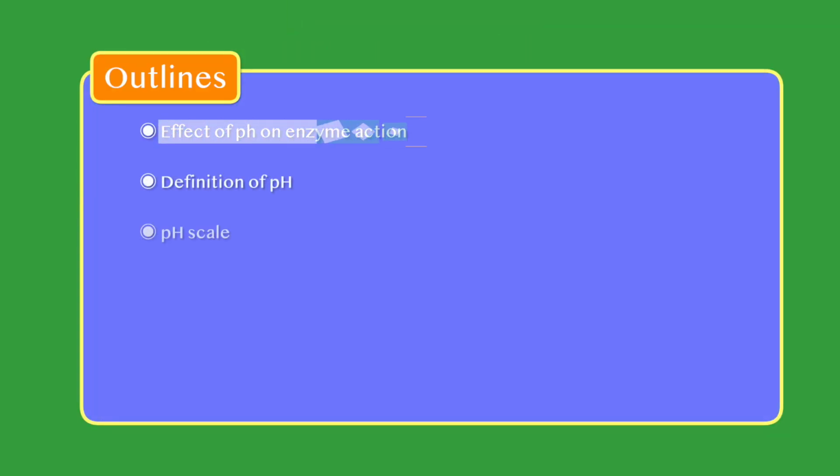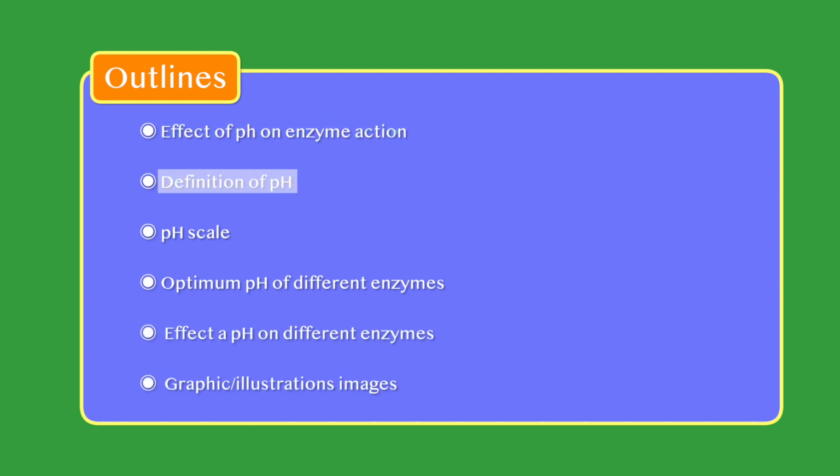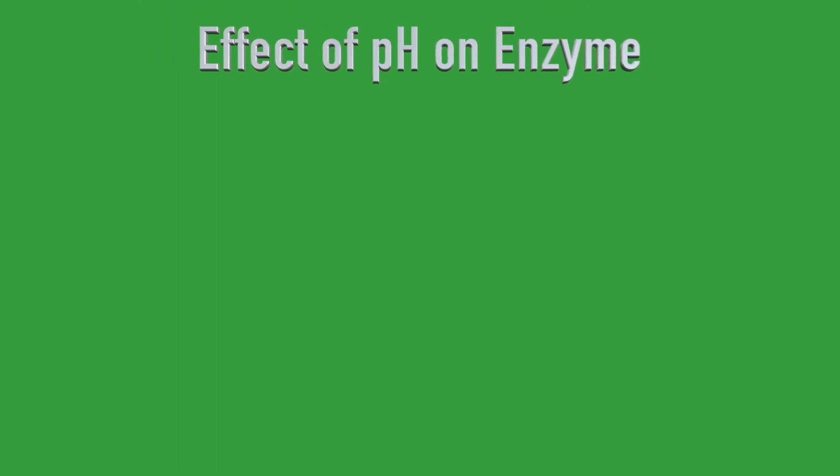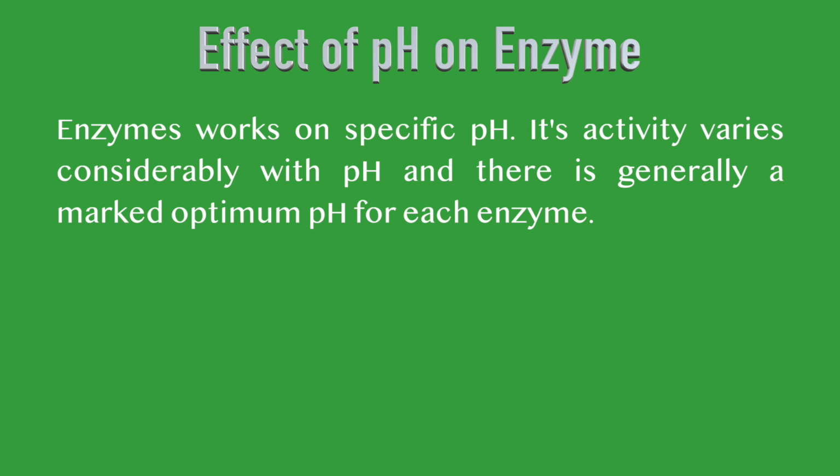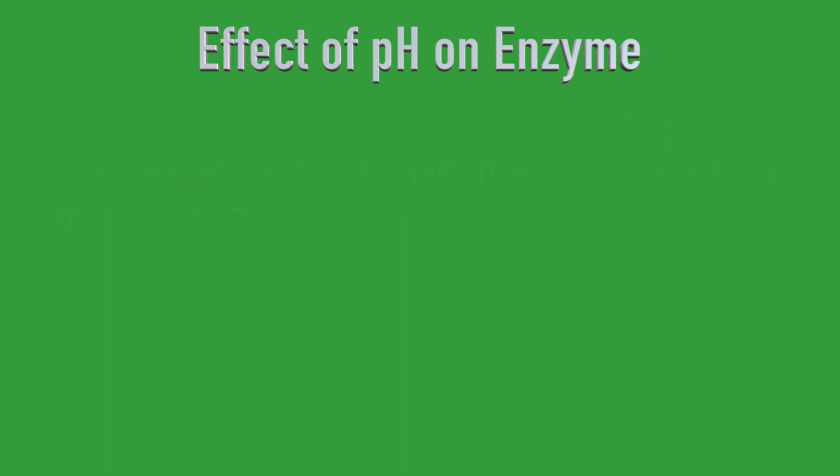These are the outlines: effect of pH on enzyme action, definition of pH, pH scale, optimum pH of different enzymes, and effect of pH on different enzymes, with graphics, illustrations and images. Enzymes work at a specific pH. Their activity varies considerably with pH, and there is generally a marked optimum pH for each enzyme.